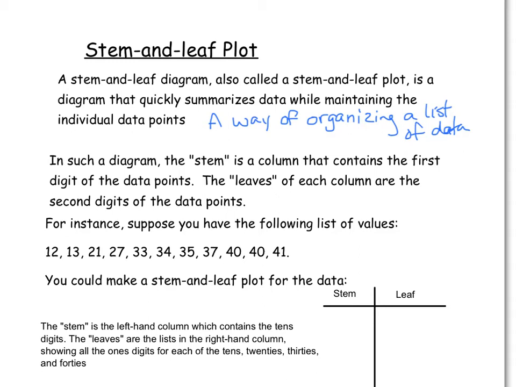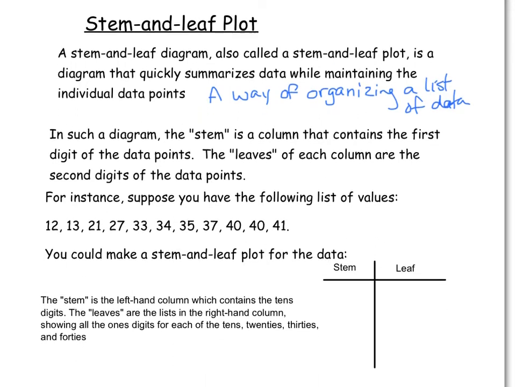In this lesson, we're looking at two different ways that we can analyze data. The first thing we're looking at today is the stem and leaf plot. The stem and leaf plot is basically a way of organizing a list of data. So it's a way of representing your list without just writing all the numbers in order.